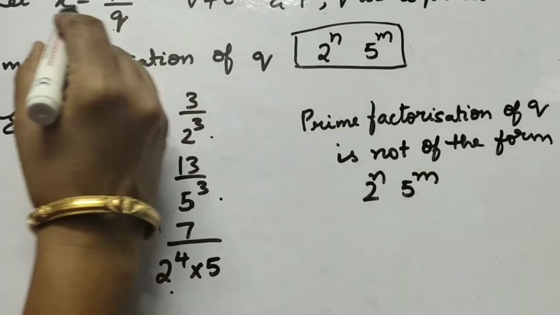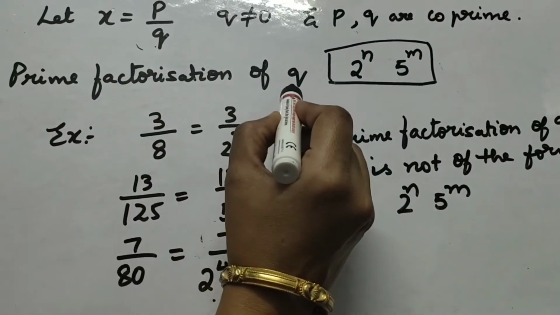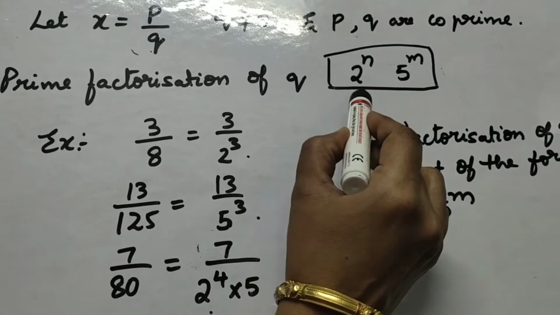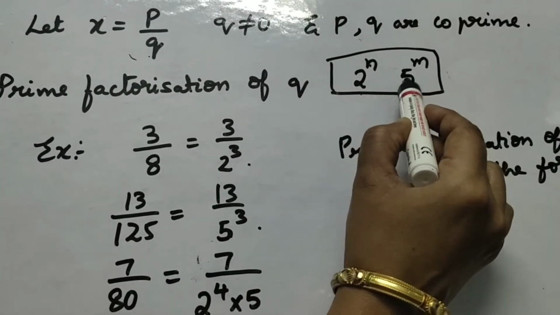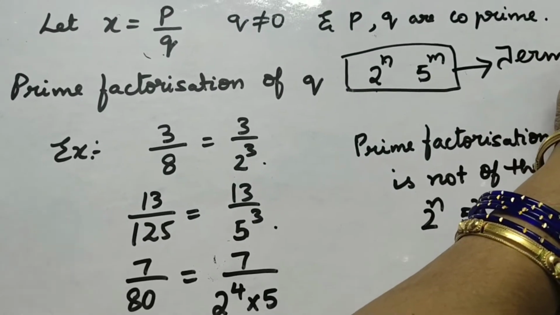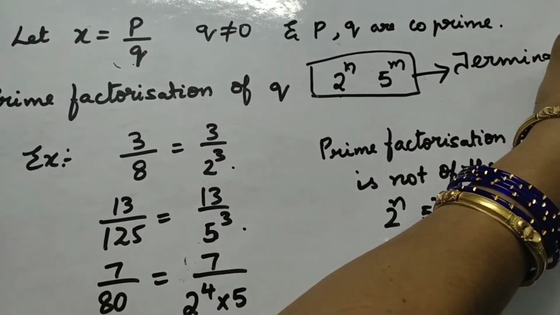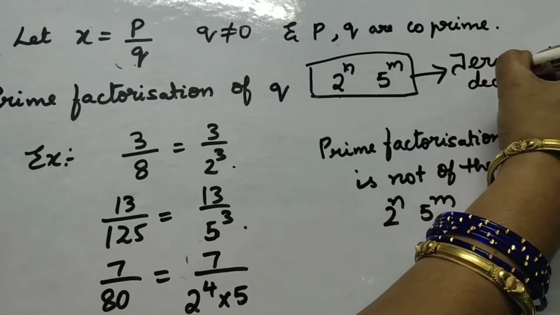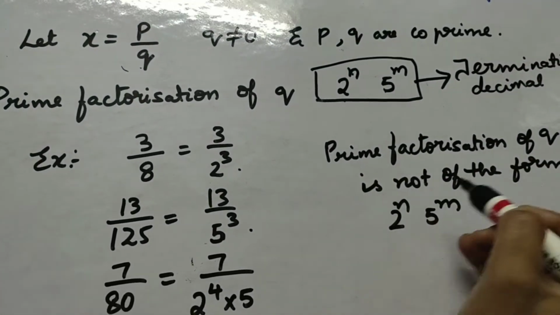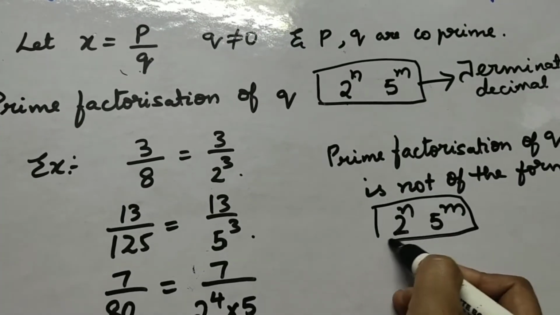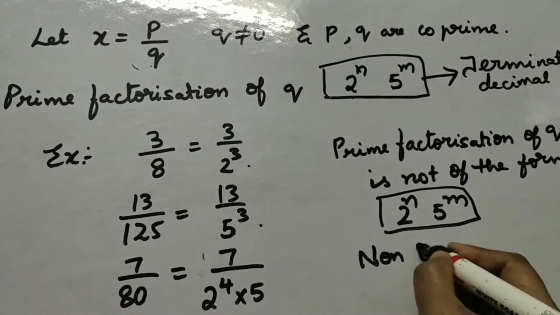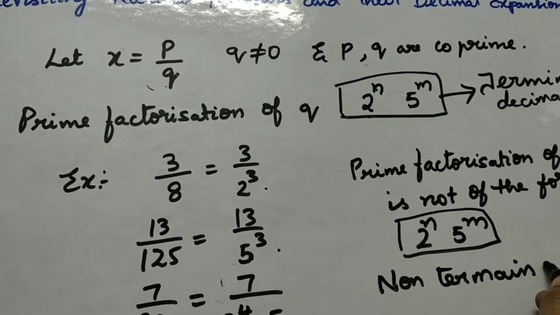So children, for a rational number p by q, if the prime factorization of q is in the form of 2 to the power of n and 5 to the power of m, they are terminating decimals, right? We learned that just now. If the prime factorization of q is not of this form, then they are non-terminating repeating decimals. Yes?